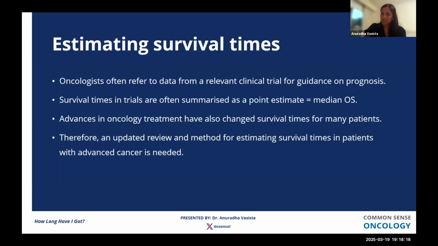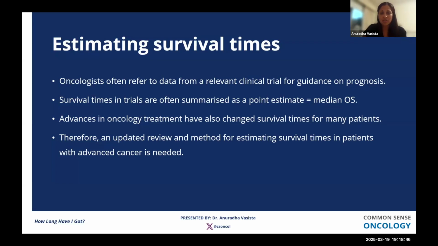So how do we do it? How do we estimate survival in our patients who we're seeing on a daily basis? So often as oncologists, we refer to data from relevant clinical trials when we're trying to get some guidance about prognosis and survival times. But unfortunately, these survival times in trials are often summarized as just 1 point estimate, which is the median overall survival.